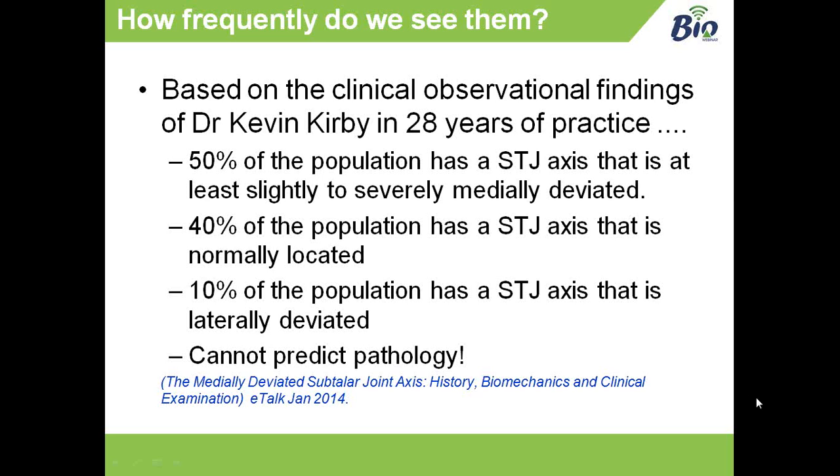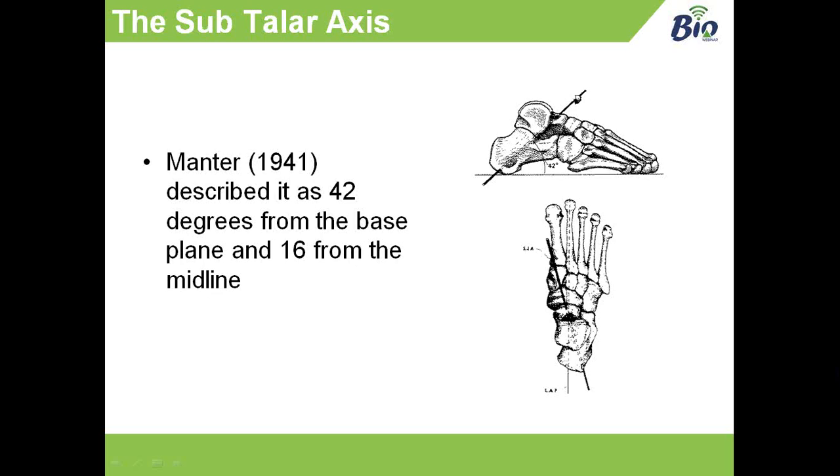So looking at the subtalar joint axis, a chap called Manter described this back in 1941, and it's a nice analogy really. He describes it as being 42 degrees from the base here, so an inclination of 42 degrees. And then if we look at it looking down here on a transverse view, 16 degrees here from the midline of the foot.